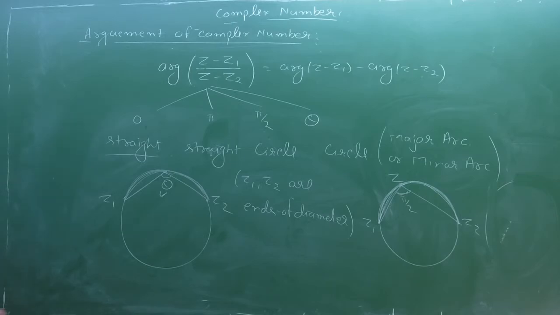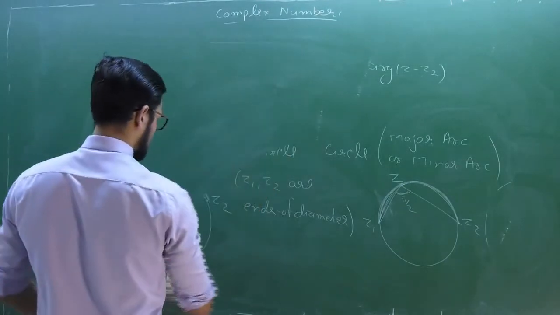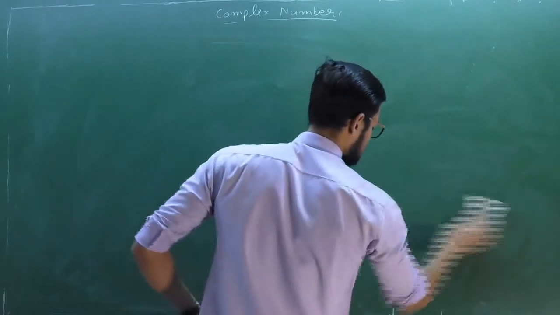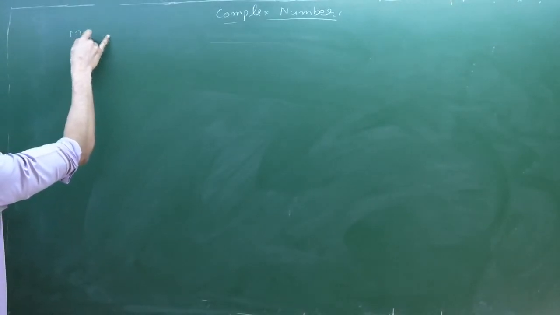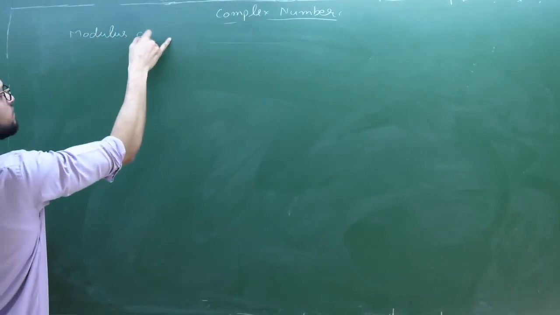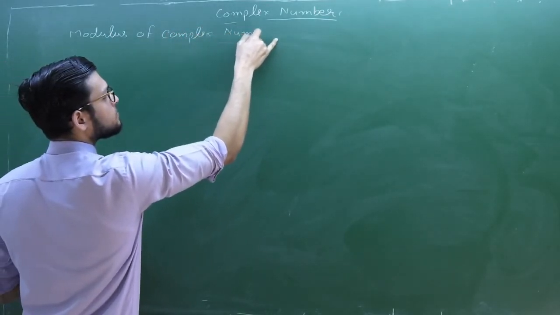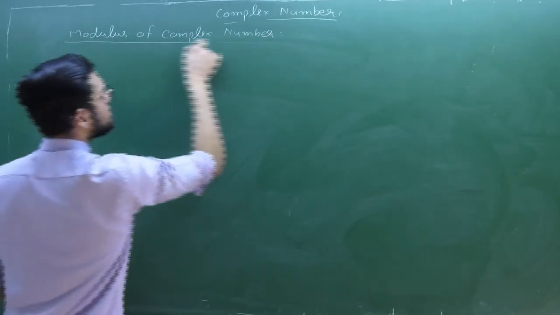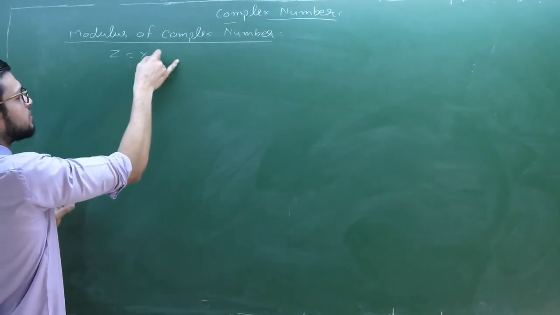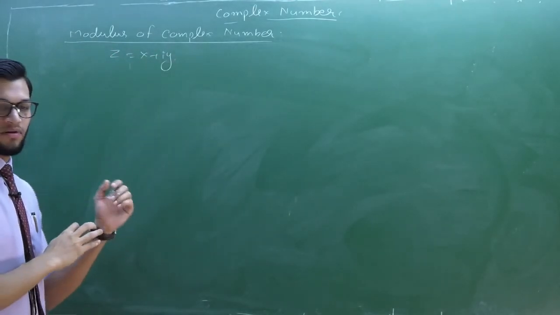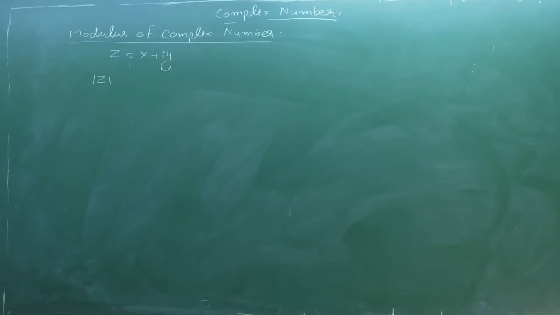Okay, all right. So after this we have the modulus of a complex number. Suppose we have z as the complex number x plus iota y. So we can also represent its modulus as mod of z.